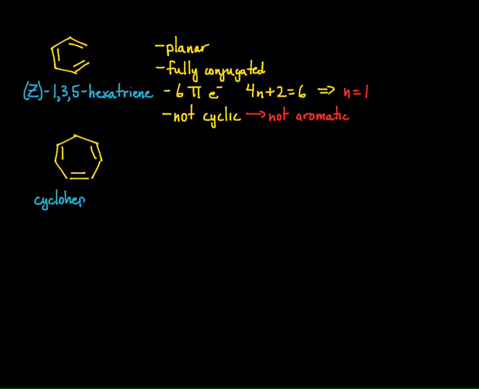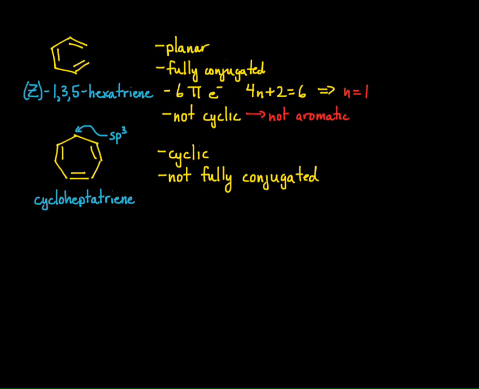Okay, here we have cycloheptatriene, right? Cycloheptatriene is cyclic. However, if we look pretty closely at this structure, we see, I hope fairly quickly, it's not fully conjugated. Why do I say that? Well, because this particular carbon is sp3 hybridized, which means it does not have an empty p orbital available to it, right? And so that complete conjugation is stopped at that carbon. And therefore, cycloheptatriene is not aromatic.